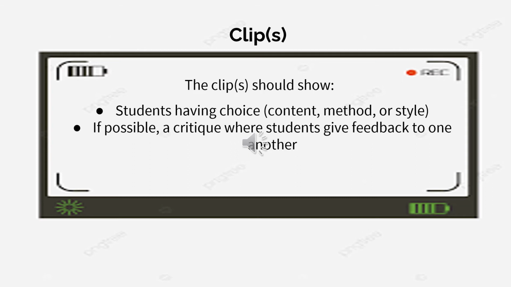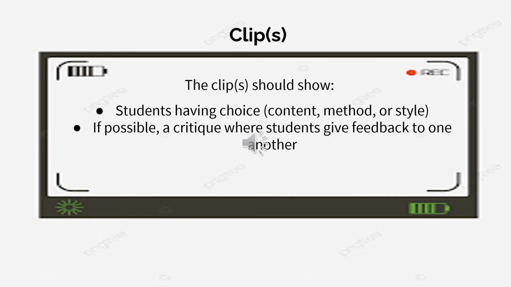And then lastly, if possible, you should have a critique that you show where students are giving feedback to one another on their work or on someone else's work. This will score you higher points on task 2 rubrics and is an excellent way to show having students give feedback to one another.